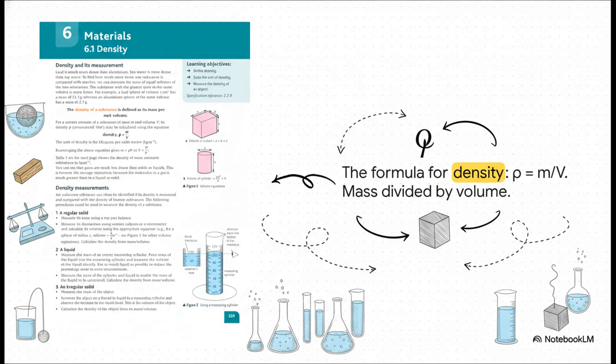And this is the formula that makes it all work. That first symbol, it looks like a P, but it's actually the Greek letter rho, that stands for density. And to find it, you just take an object's mass and you divide it by its volume. Mass over volume. It's a beautiful, simple relationship.